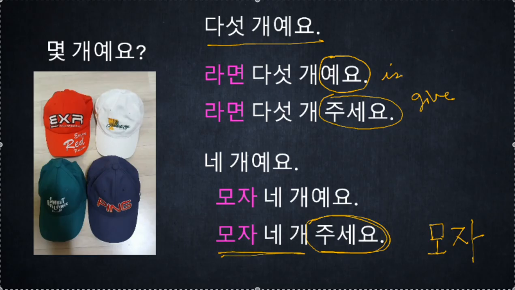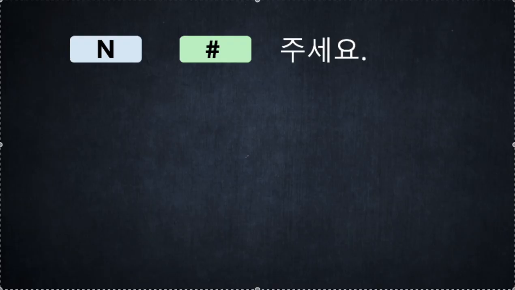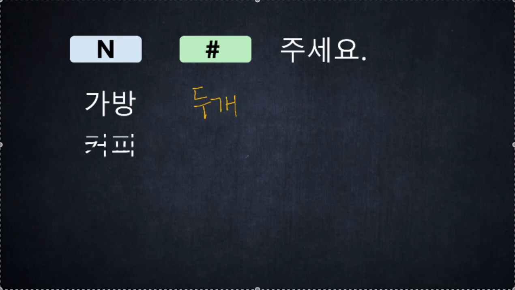Give me 4 caps. So you know, if you're ordering not just 가방 주세요, but you're actually ordering some numbers. So it'll have to be a noun and a number. So it'll be 가방, if you want 2, 2개 주세요. Coffee, if you want 3개, 3, 커피 3개 주세요.